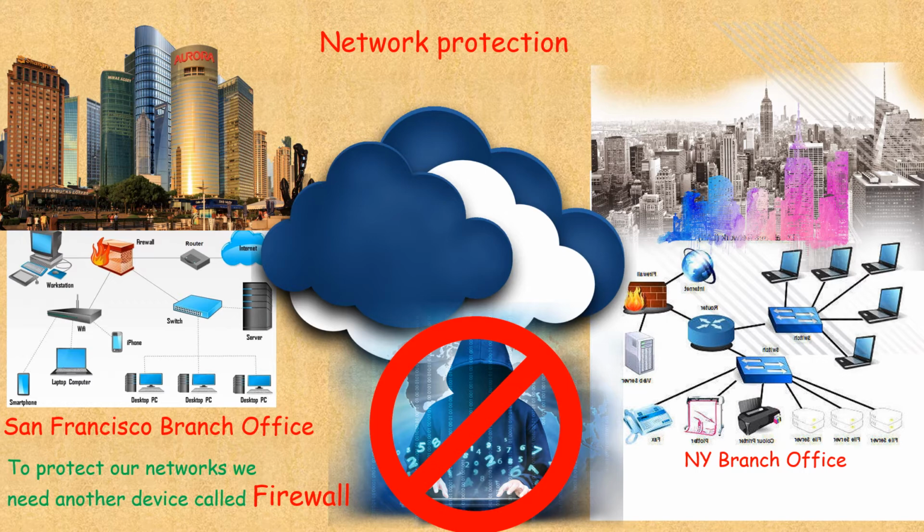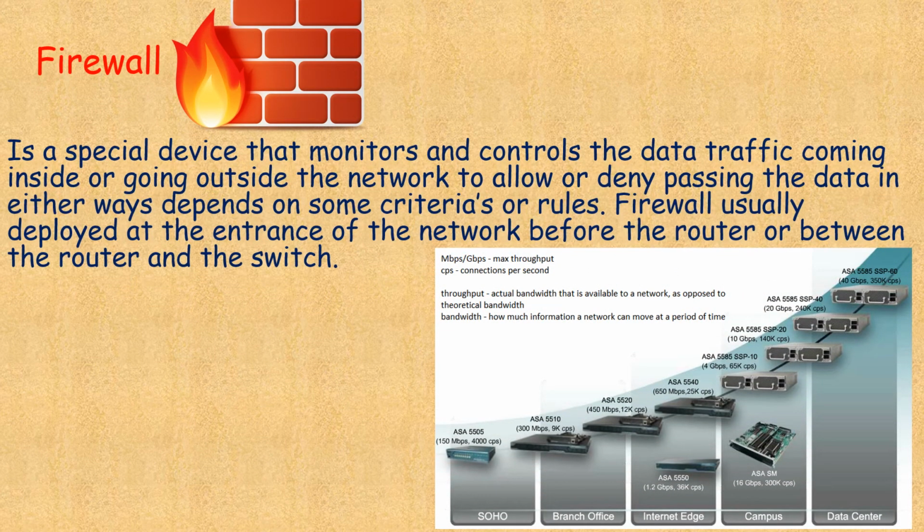This person is called a hacker. A hacker is a person who may secretly access other networks which he is unauthorized to access and make damage to this network. So, to protect our networks, we may need another device used for protection called a firewall. A firewall is a special device that monitors and controls the data traffic coming inside or going outside the network to allow or deny passing the data in either way, depending on some criteria or rules.